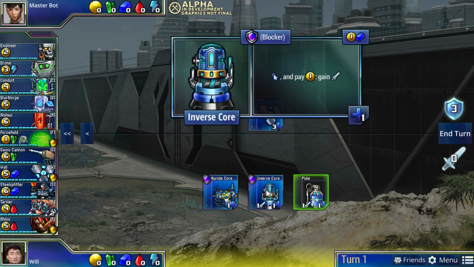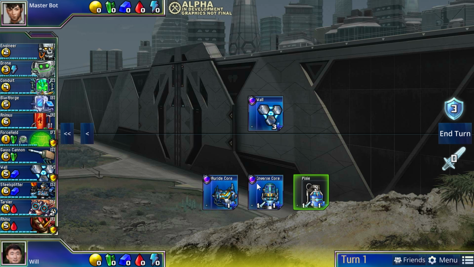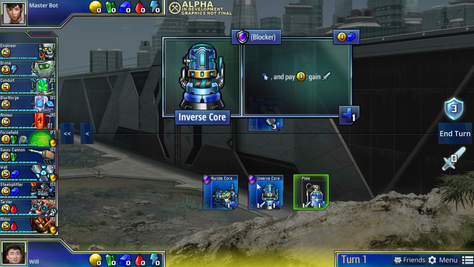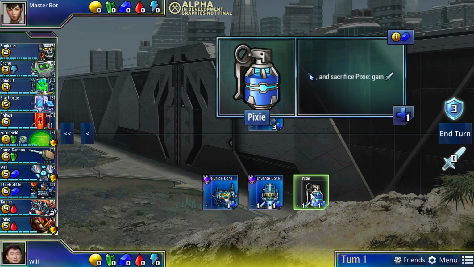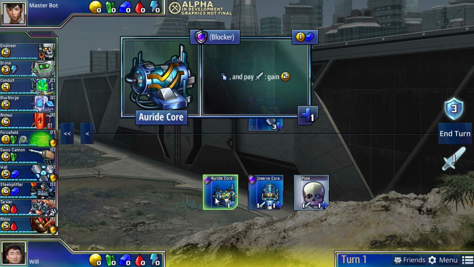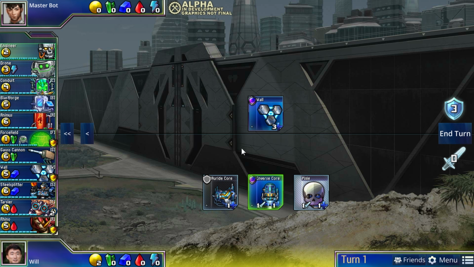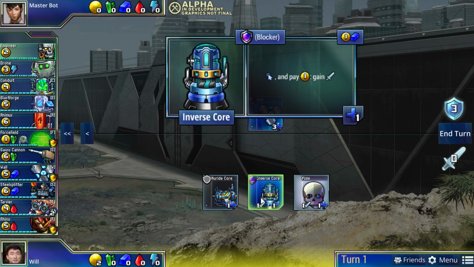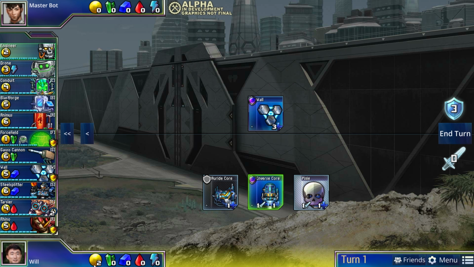Now, the only issue is that to get this cycle started, I need to start with 1 attack power or 1 gold. So I have this unit here, Pixie. It's like a grenade, and you can sacrifice it to produce 1 attack power for a turn. So to start the cycle, I can click the Pixie, and then use that attack power to produce 2 gold with the Override Core. And then the Inverse Core will use 1 of the 2 gold that I produced to make back the attack power.